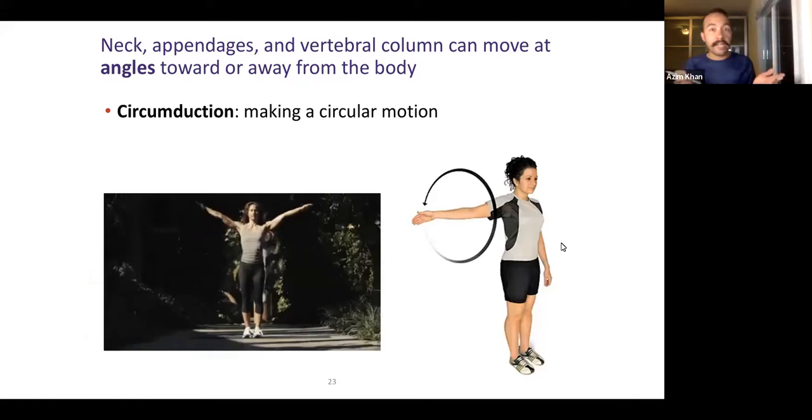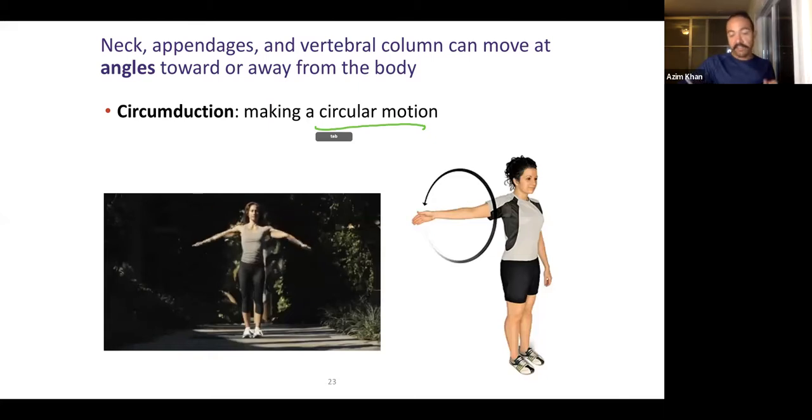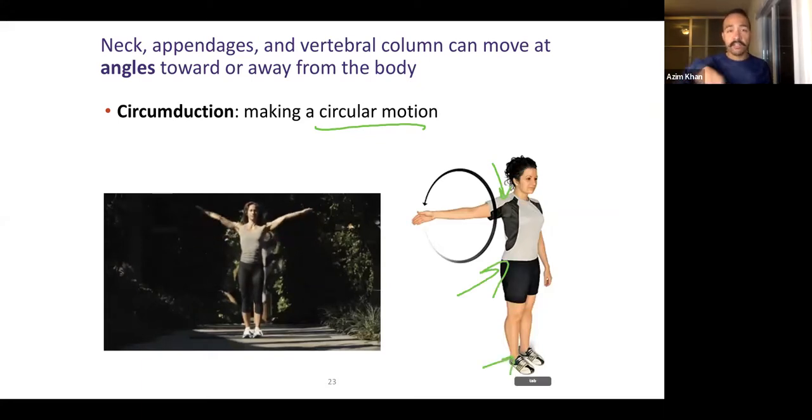Circumduction is a more complicated motion that actually involves a bit of everything. But to just encapsulate it all as one movement, circumduction. You're making a circular motion. You can do this with your neck, so your cervical Z joints, you can do this with your arm, your glenohumeral joint, you can do this with your leg, your femoroacetabular joint, your ankle, your talocrural joint. Circumduction.